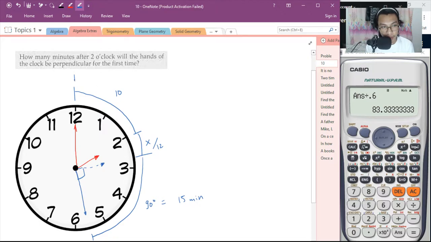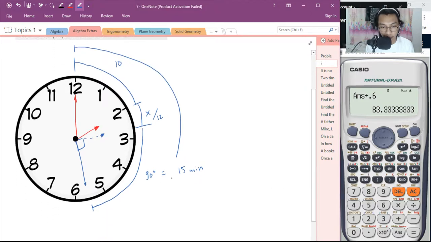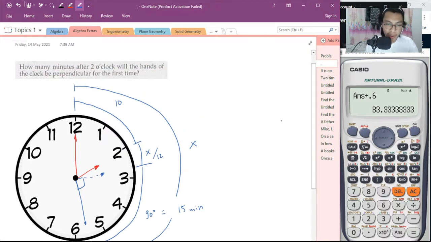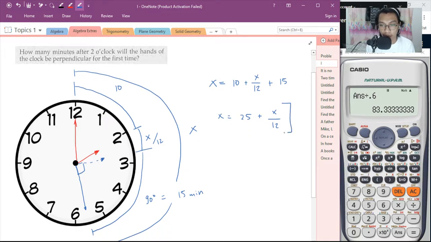Okay. And if this is the total movement of the hands of the clock, we'll denote this as x. Putting it all into equation, x will be equal to yung 10 plus x over 12 plus 90, 15 minutes. Total na natin yan. 10 plus 15, that is 25 plus x over 12. Pagsamahin natin lahat. Multiply it all by 12, both sides.